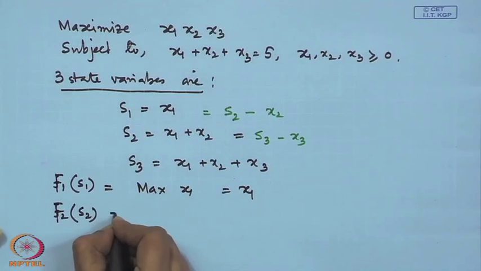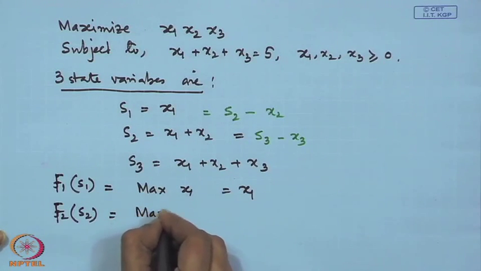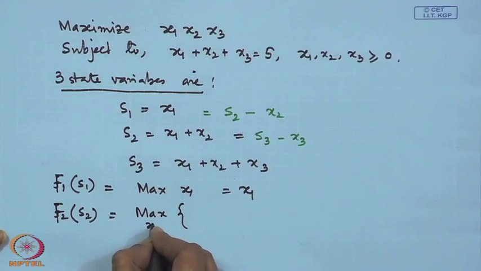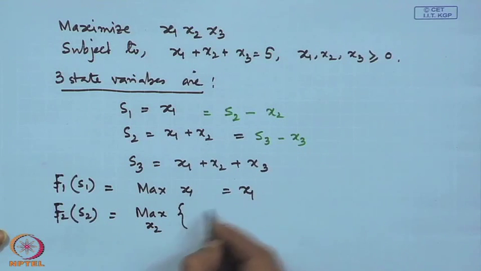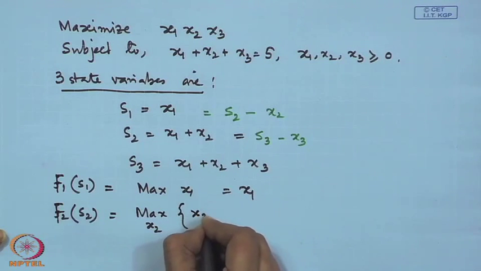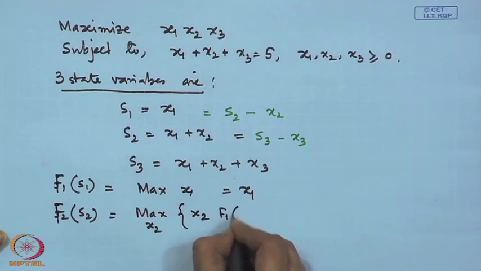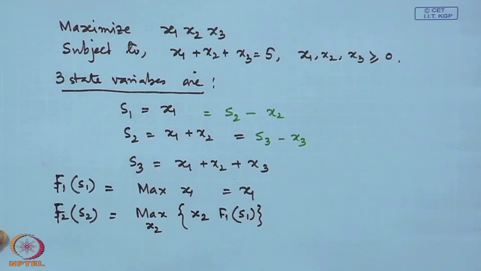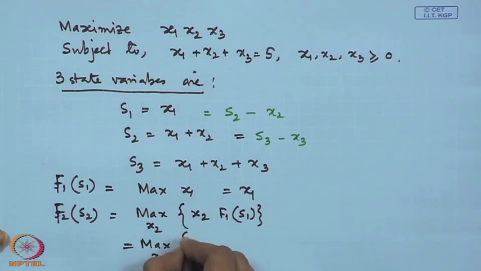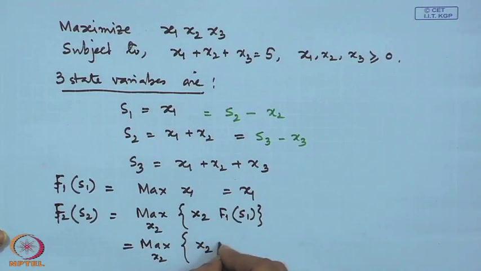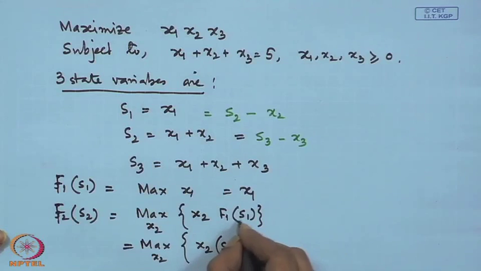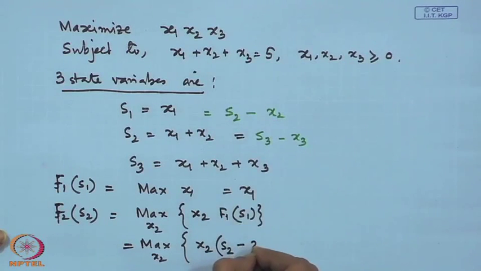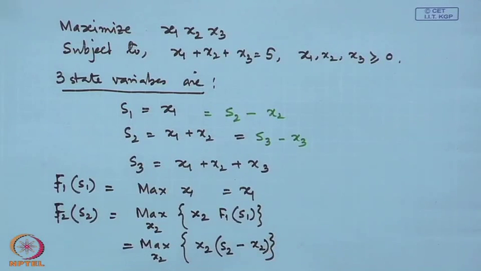f2 s2, if we consider this is equal to max, only x2 is varying, x1 and this is x2, f1 s1. And what is the value of f1 s1? The value is x1. Thus, we can write it as s2 minus x2. Now, this is the problem of a single variable.